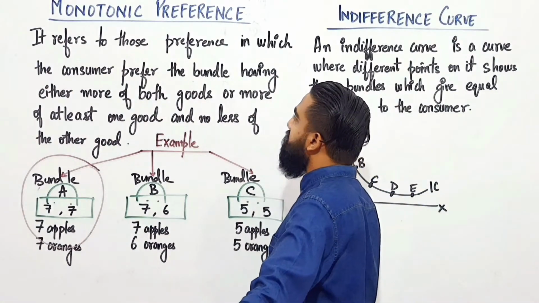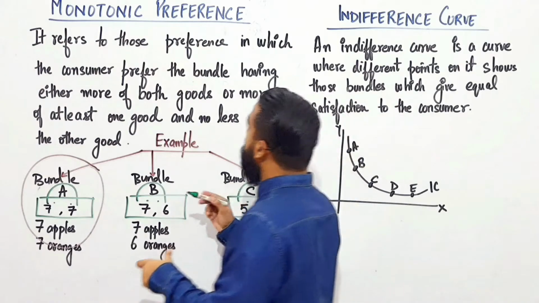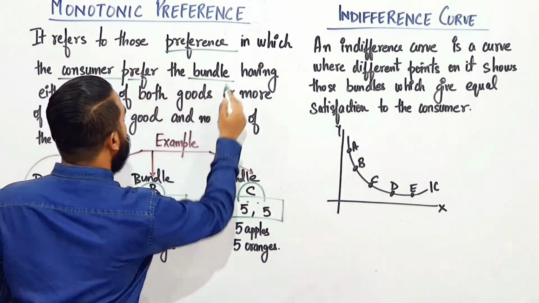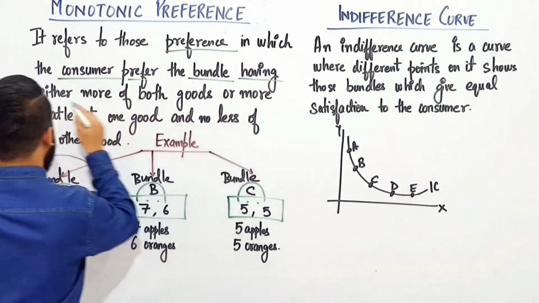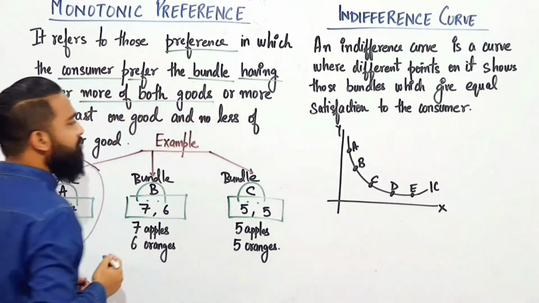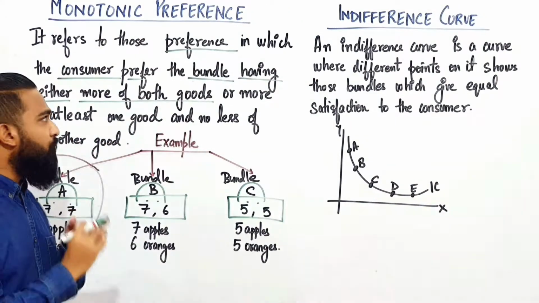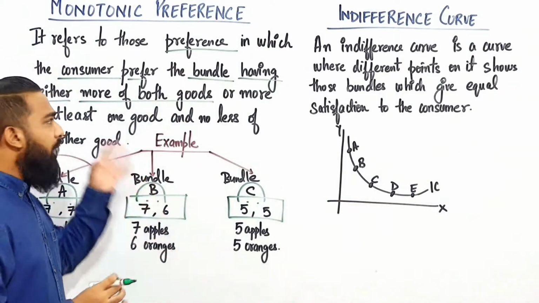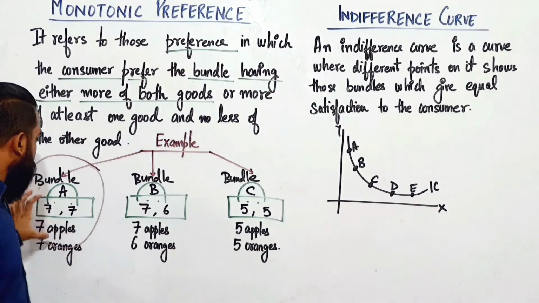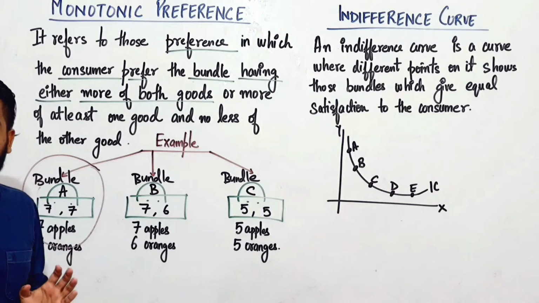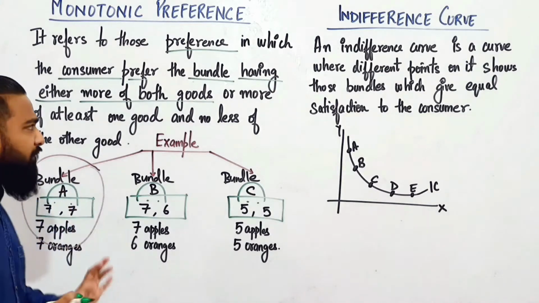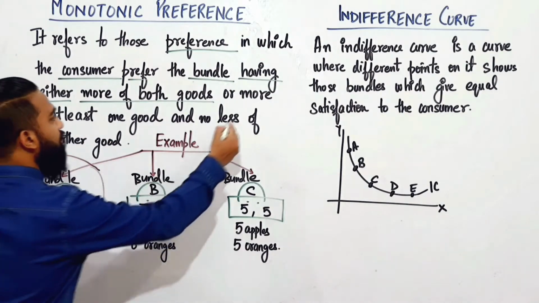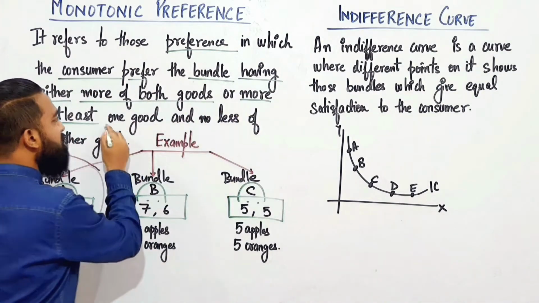Monotonic preference refers to those preferences in which the consumer prefers the bundle having more of the goods, a situation where the consumer prefers either that bundle which has extra of both goods, or more of at least one good.